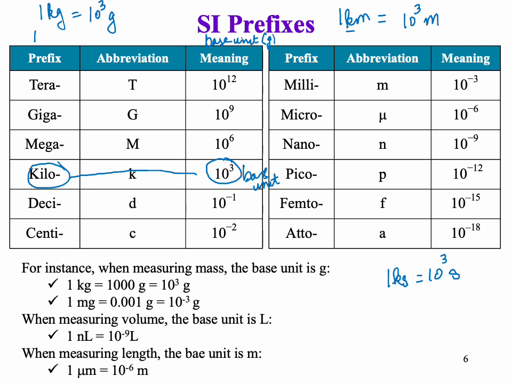10 raised to power anything, as long as it's a positive, like these, 10 raised to power positive 3, 10 raised to power positive 6, that means it is 10 multiplied by itself that many times. So 10 raised to power 3 is 10 times 10 times 10, 3 times, which is 1000. So you can also say 1 kilosecond is 1000 seconds. 1000 and 10 raised to power 3 are basically the same thing mathematically.